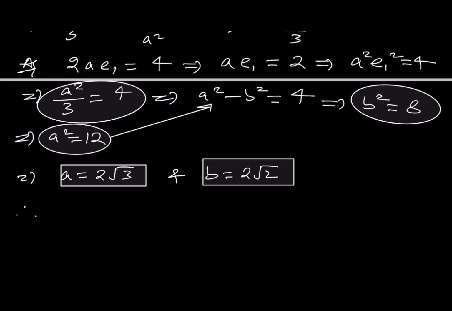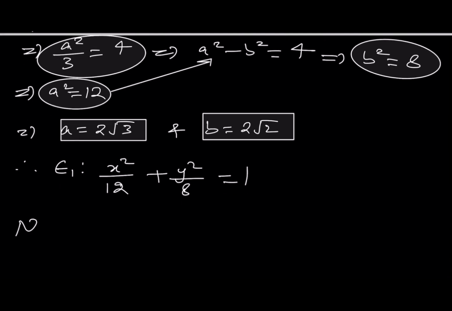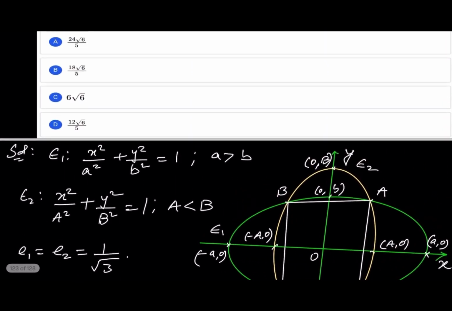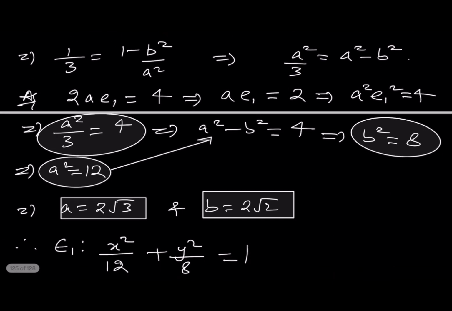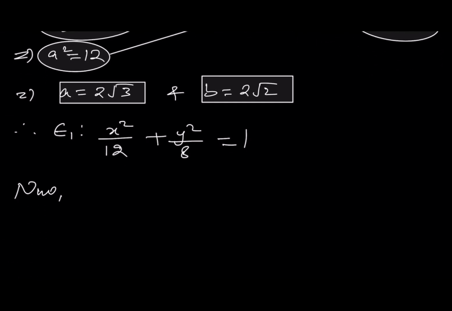So here, E1 is x square by 12 plus y square upon 8 is equal to 1, right? Now one condition is also given, which is that the product of the latus rectums is 32 by root 3. That means for E1 the length of the latus rectum is 2b square by a, and for E2 the length of the latus rectum is 2a square by b, and the product is nothing but 32 by root 3.